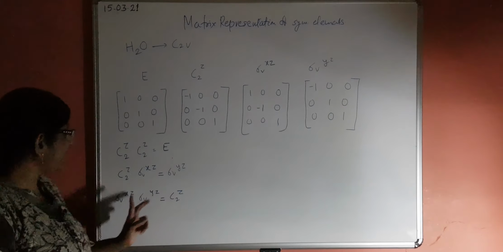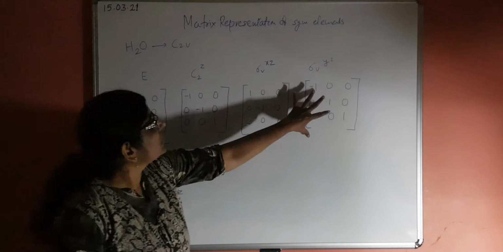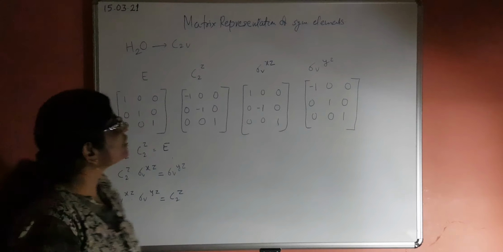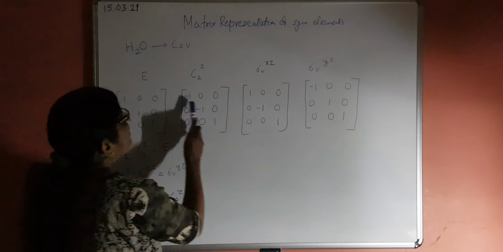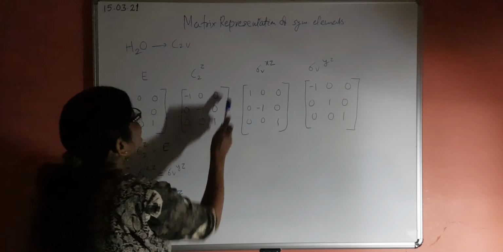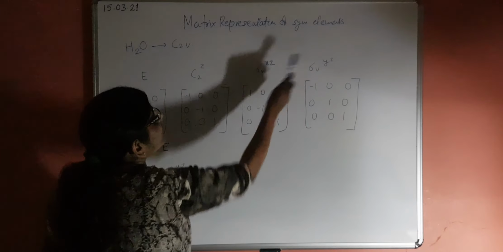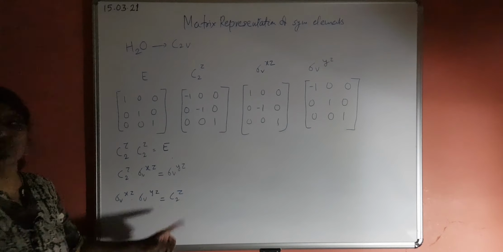And last, sigma v xz into sigma v yz, these two. If we perform the product of these two, that means 1, minus 1, minus 1; minus 1, 1, minus 1; and 1 into 1, 1. So this will be the answer when we do the product of the sigma v xz into sigma v yz matrices. We'll end up with C2Z. That's it.